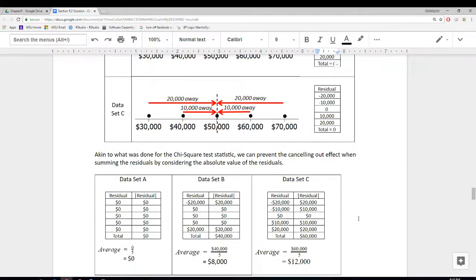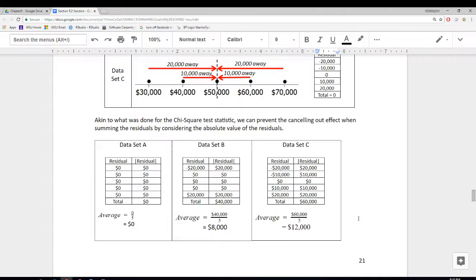And the two ways that we did that were either using the absolute residual or squaring the residual. Here, at the bottom of page 21, I'm showing you the absolute version. I can just take the absolute value of the residuals. So at this negative 20,000 for data set B, the absolute value of that is just 20,000. Take the absolute value of positive 20,000, and I just get back 20,000.